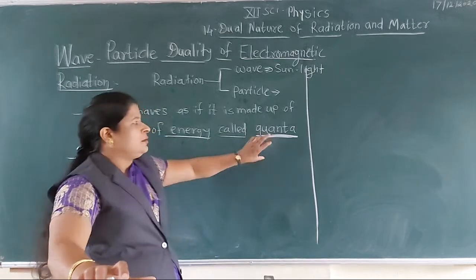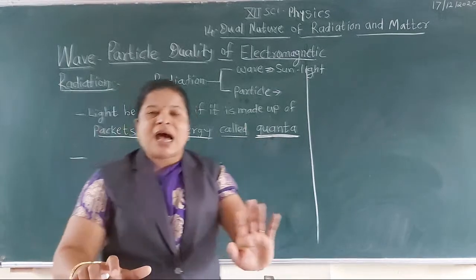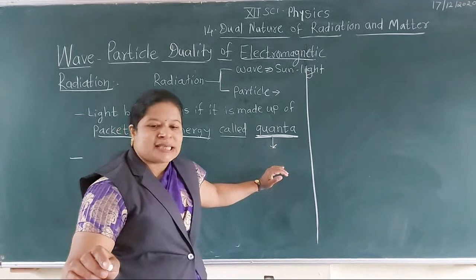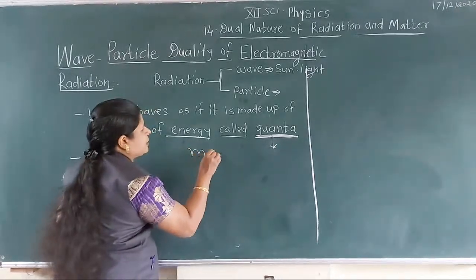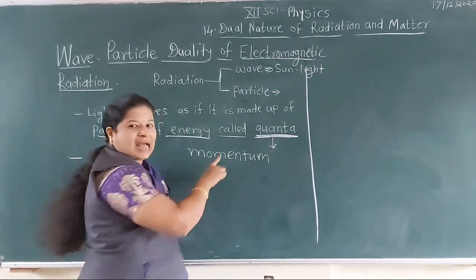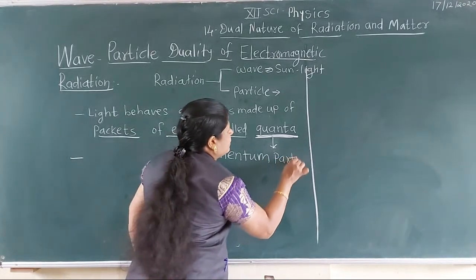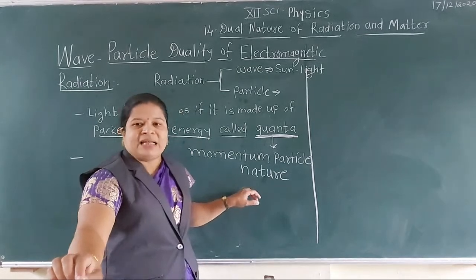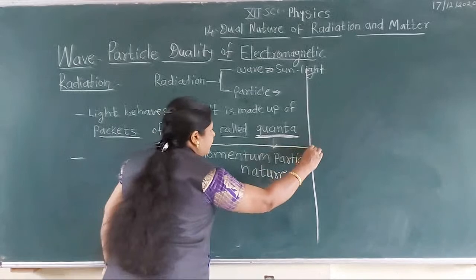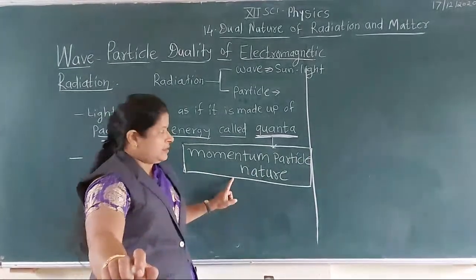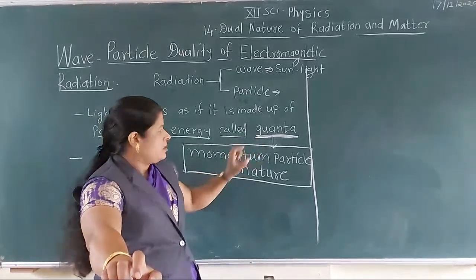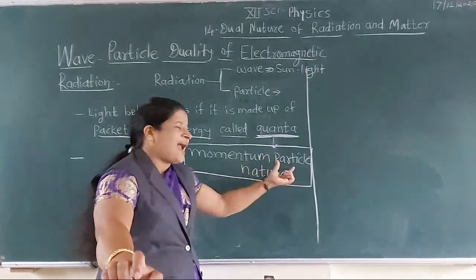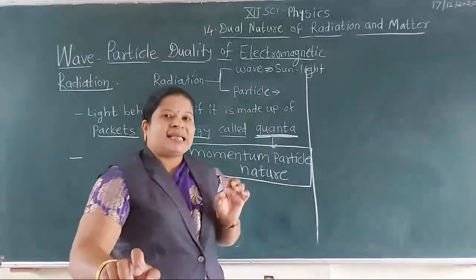So light quanta can be associated with momentum, particle nature. This light quanta can be associated with momentum, particle nature. So this term is important. What we say is that light quanta can be associated with momentum, particle nature.